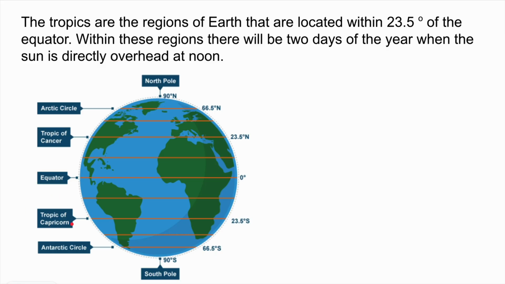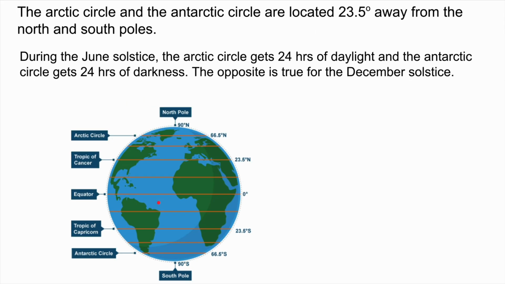Now, what's special about that is we remember the previous slide, if you live in this region here, there's going to be at least one day, and if you're at the actual tropic line, but if you're within the tropic line, there's going to be 2 days of the year where the sun is directly overhead at noon.